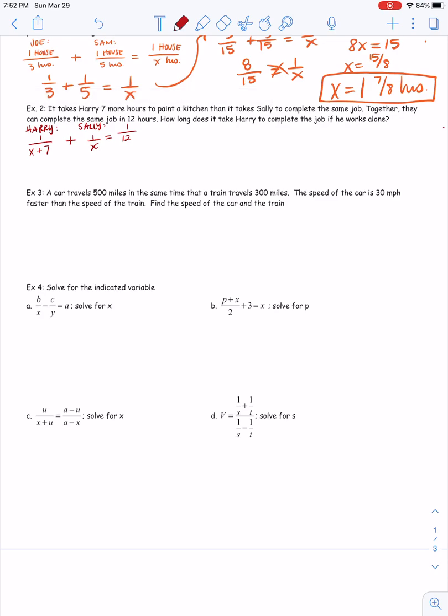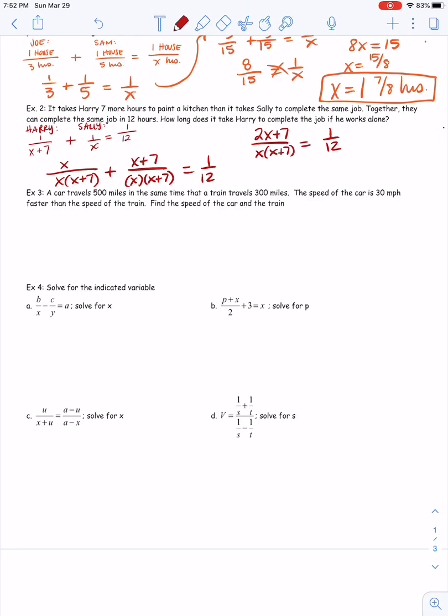that first fraction would have to be multiplied by x, so that would give me x over x times x plus 7, plus the second fraction would have to be multiplied by x plus 7, so that would give me x plus 7 over x times x plus 7, still equal to 1 over 12. Now I can combine those terms on the left-hand side. That's going to give me 2x plus 7 over x times x plus 7 equals 1 over 12.